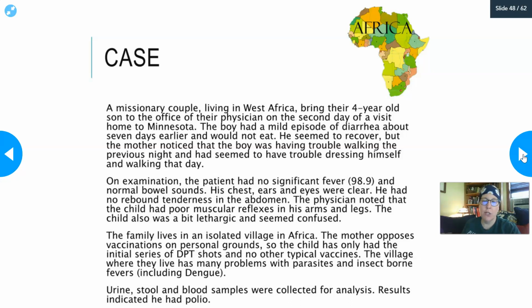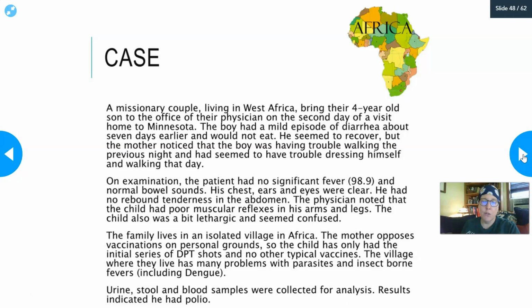On examination, the patient had no significant fever. He had normal bowel sounds. His chest, ear, and eyes were clear. He had no rebound tenderness in the abdomen, which means no appendicitis. The physician noted that the child had poor muscular reflexes in his arms and legs. The child also was a bit lethargic and seemed confused.